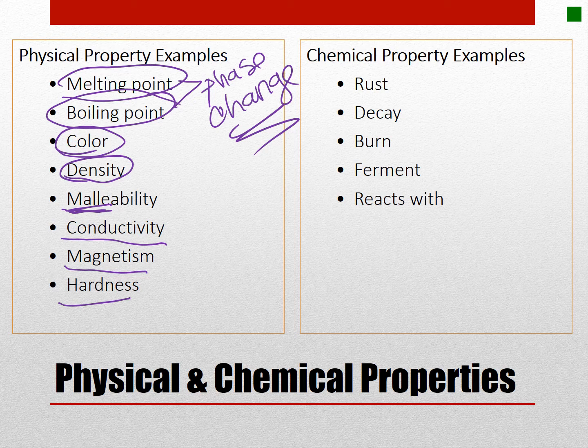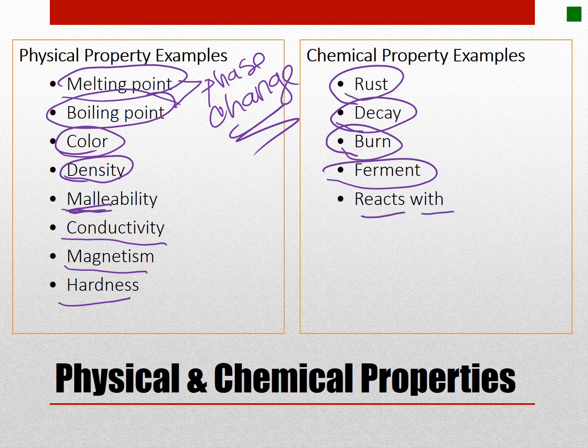Chemical properties, on the other hand, remember you're changing what it's actually made out of. So does it have the ability to rust? When you're rusting, you're actually reacting with oxygen. Decay, you're breaking things down. Burning, you are also adding oxygen. Fermenting, or if you ever see "reacts with," those are great signs of chemical properties.